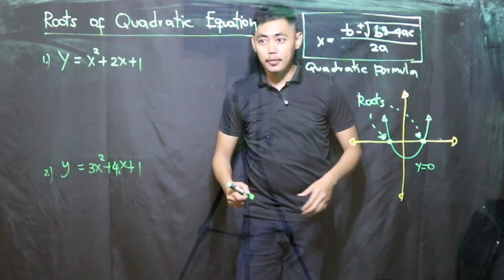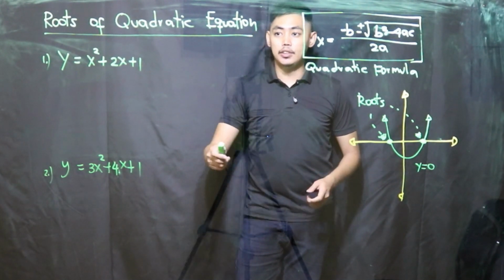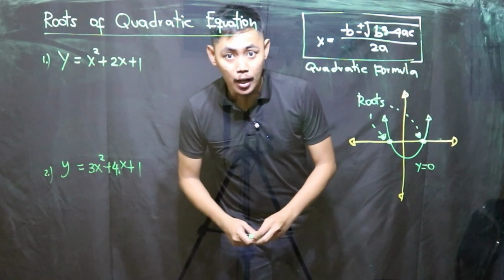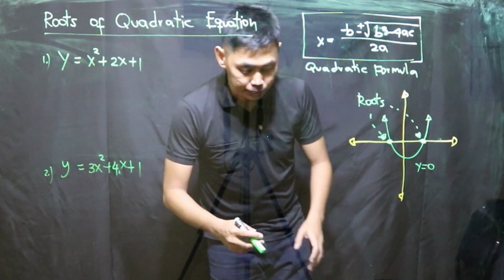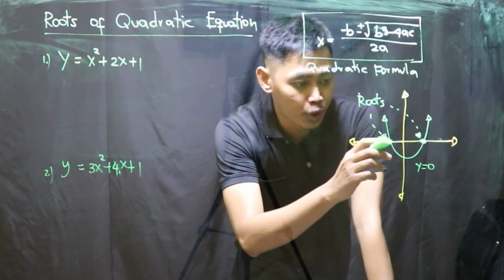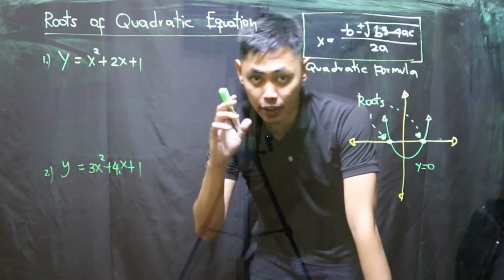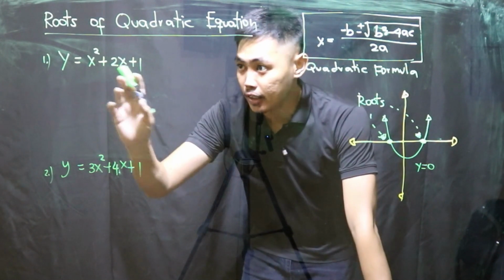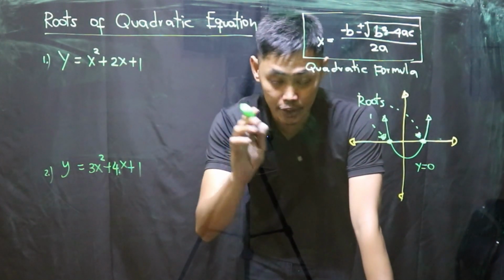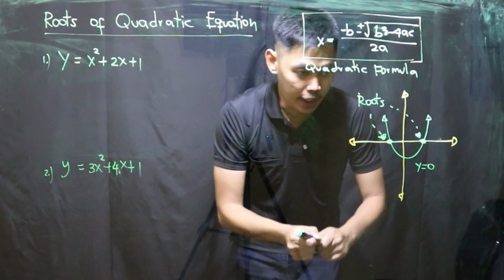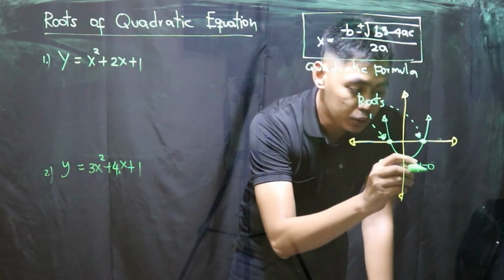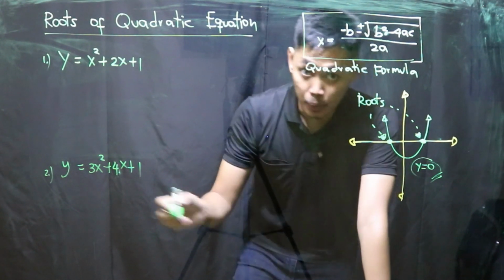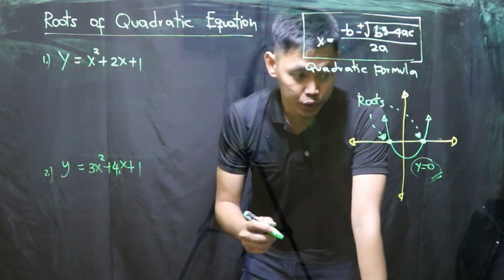Guys, welcome to another video for this week, and today we will learn about roots of quadratic equations. Now, talking about roots, these are the points that intersect the x-axis. So the only time that the graph intersects the x-axis is when y is equal to 0, and then we will need to solve or extract the roots.